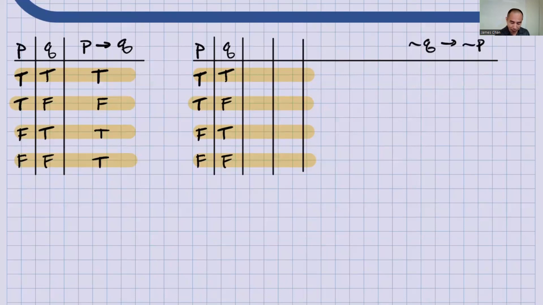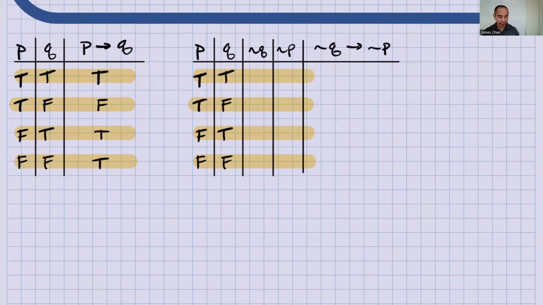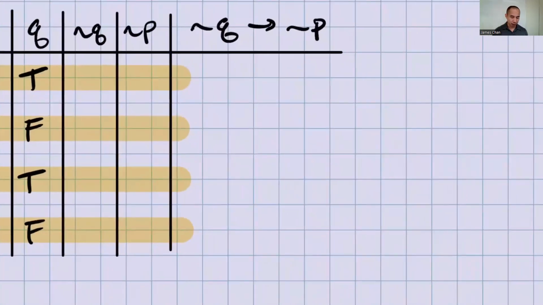So what I'm going to do is negate the Q first and then negate the P. Does that make sense? Okay, so let's go ahead and negate the Q. If I negate the Q, true is going to turn into what? False. False is going to turn into true.